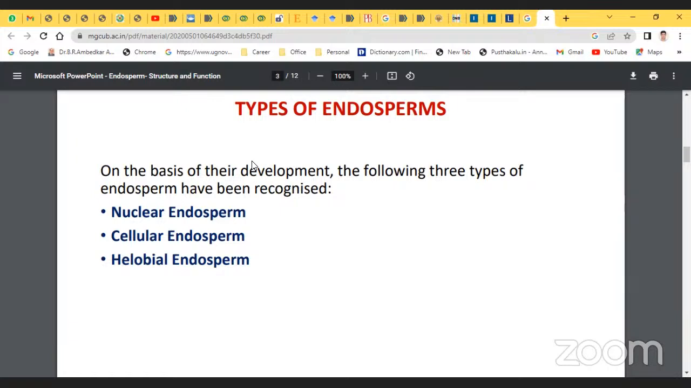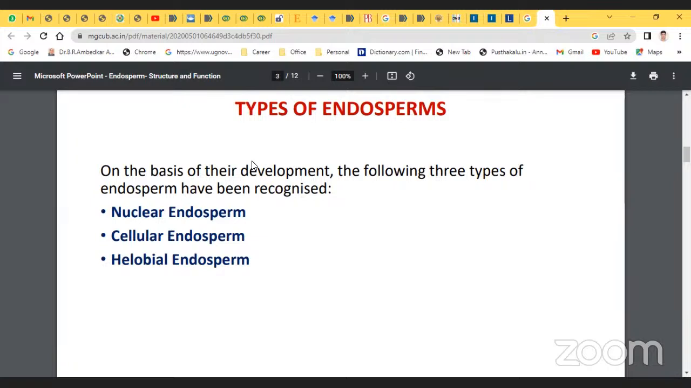Of these 3 types, nuclear endosperm is the most common. The nuclear endosperm is found in about 56% of families of the angiosperms. How much percentage? 56%. Of which plant group? Angiosperms. 56% of the families of angiosperms. It is the most common.